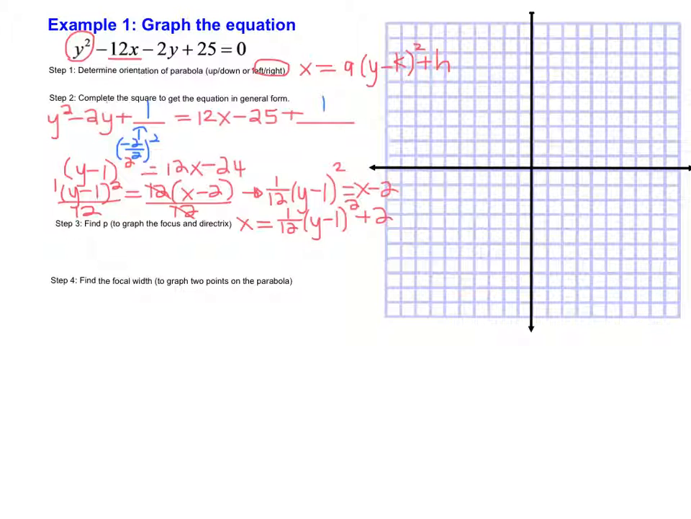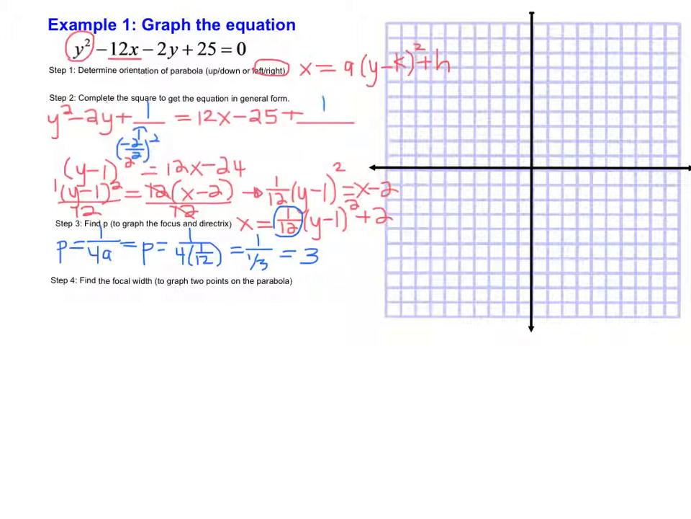Let's see. I said step 3, find p in order to graph the focus and the directrix. So the formula that I had on the other screen was p equals 1 over 4a. So for this problem, we have p equals 1 over 4, and our a is this coefficient right here, 1 over 12. So in that case, I'll get 1 over a third, or 3. So we hold on to that because we're going to use that to help us plot some points.